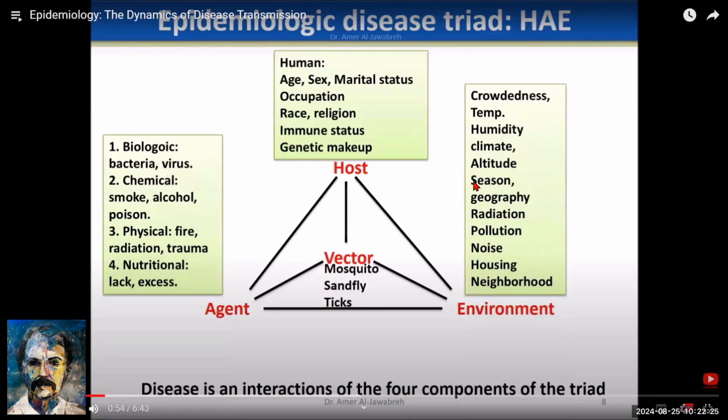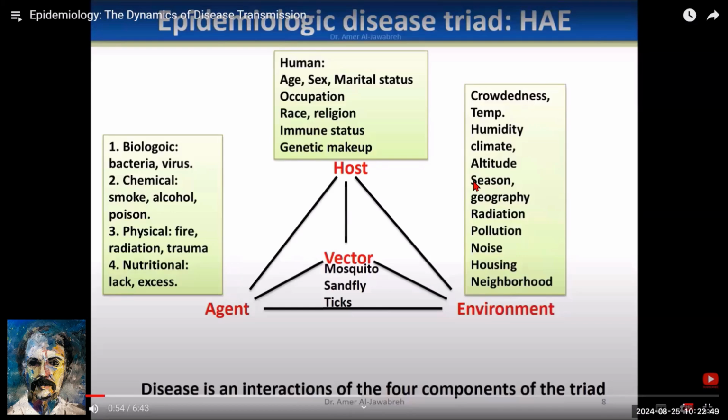Age dictates the type of disease you get. When you are a newborn, your immune system is naive. When you are old, your immune system becomes weak. And this dictates how much you get the disease. A very small dose of bacteria or parasite can cause a problem for a child or an elderly person, but not for you.